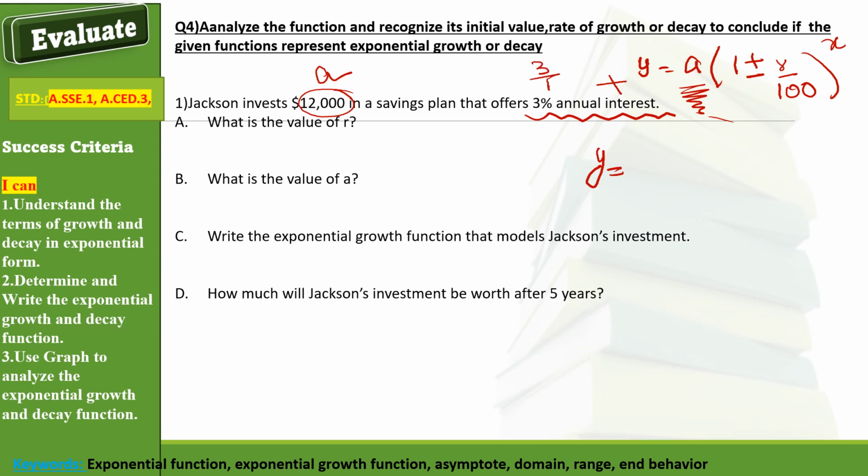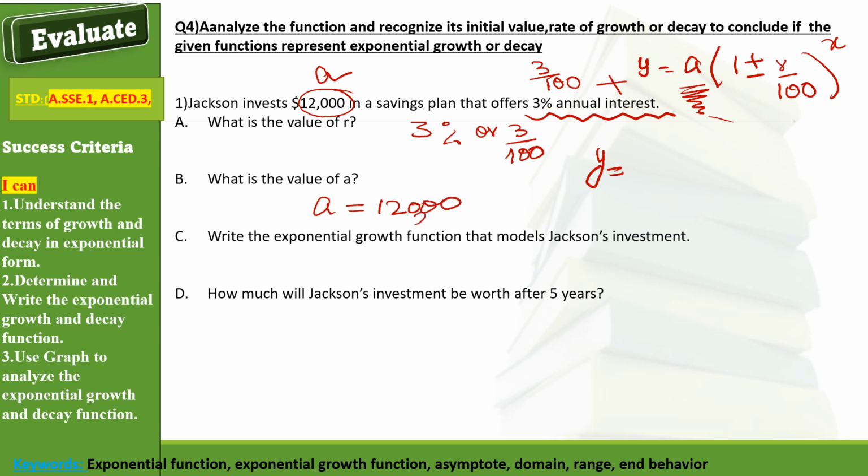3% means 3 over 100. They are asking you what is the value of R. So the value of R, either write 3% or write 3 over 100. What is the value of A? So the value of A is 12,000, which is the initial amount.